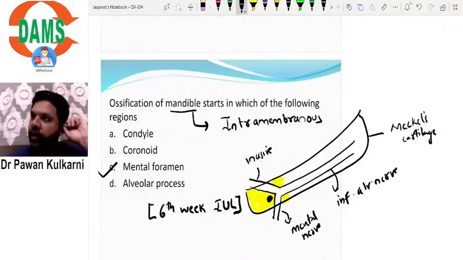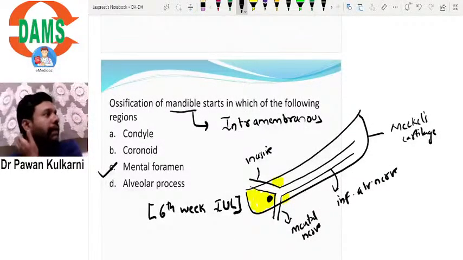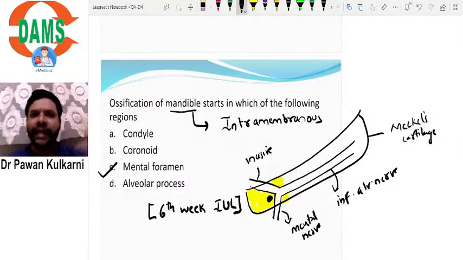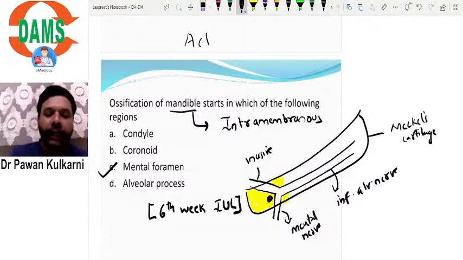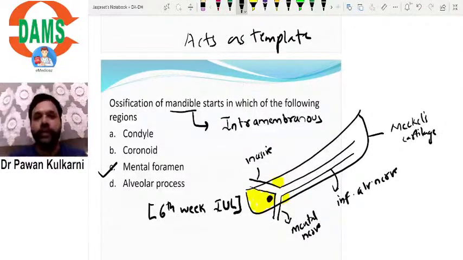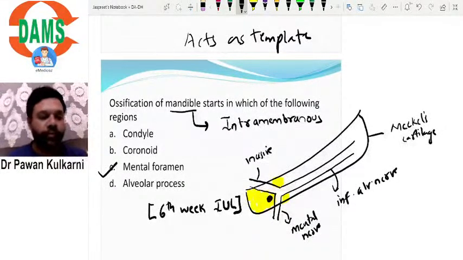So this is a very important question. You have to remember, sometimes they'll ask you, is Meckel's cartilage directly related to mandible formation? No, Meckel's cartilage is not directly related. It just acts as a template. Template means it acts as a framework. Okay, that is what you have to remember.